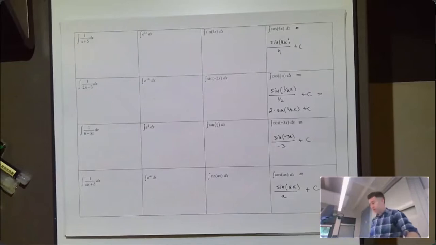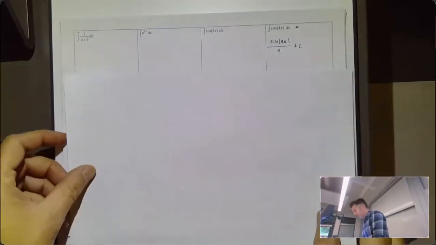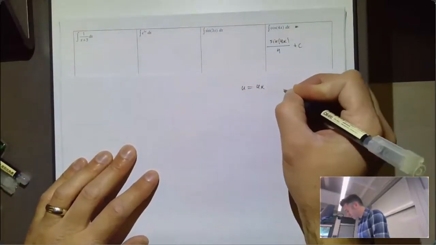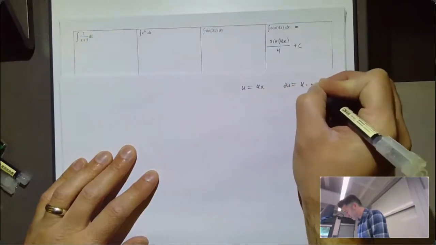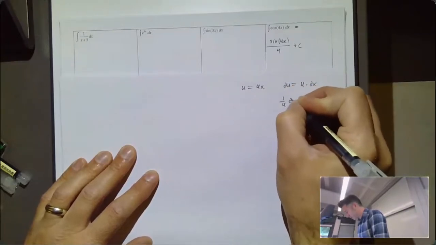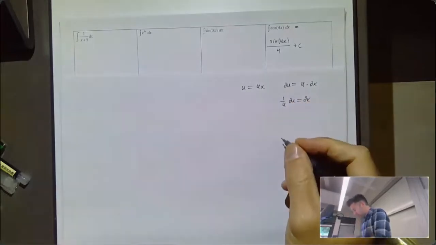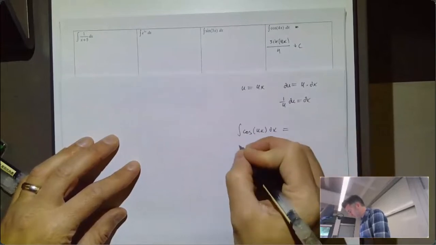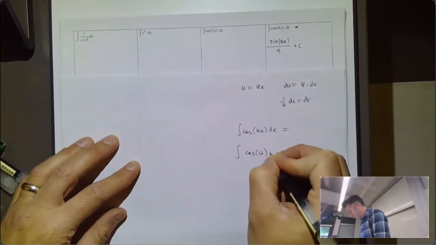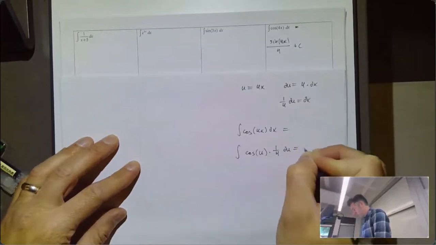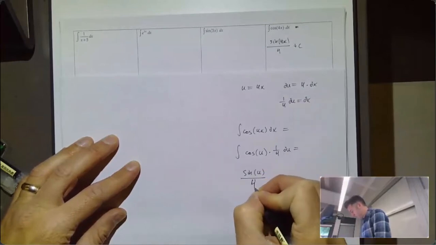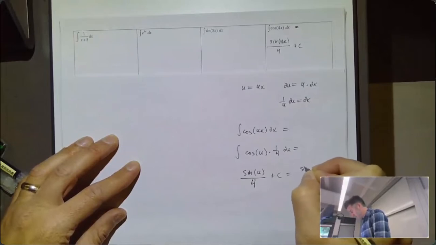You could check. For any one of these, like this first one here, we could have said, I'm going to let u equal 4x. My du is 4 times dx. My 1/4 du is dx. And then the integral of cosine of 4x dx becomes the integral of cosine of u times 1/4 du. And then that's going to be sine of u divided by 4, which is sine of 4x divided by 4 plus c.